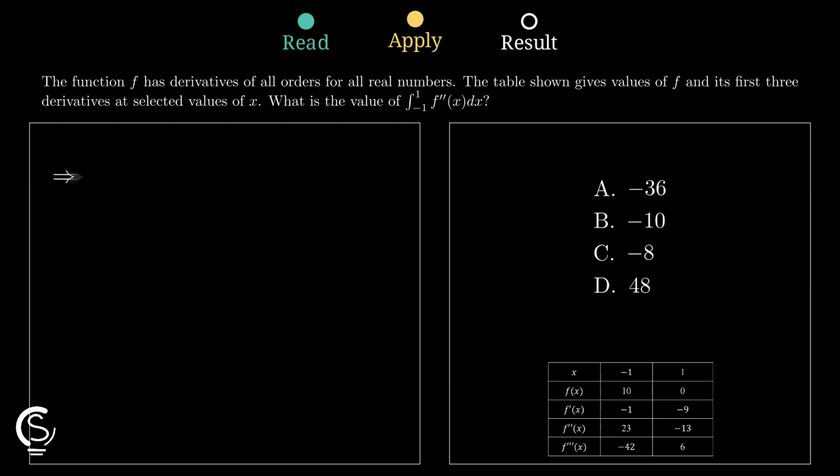Since we are integrating the second derivative of f, the antiderivative is simply the first derivative. We just need to calculate the difference between f prime of 1 and f prime of negative 1.